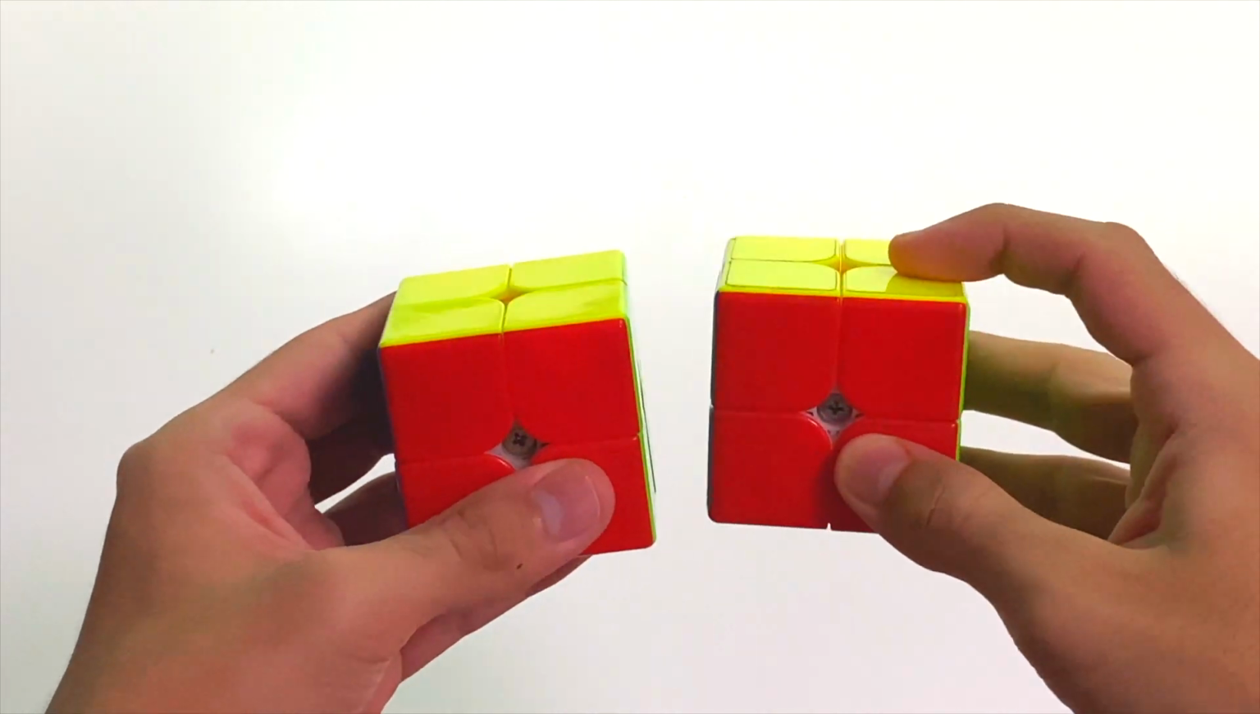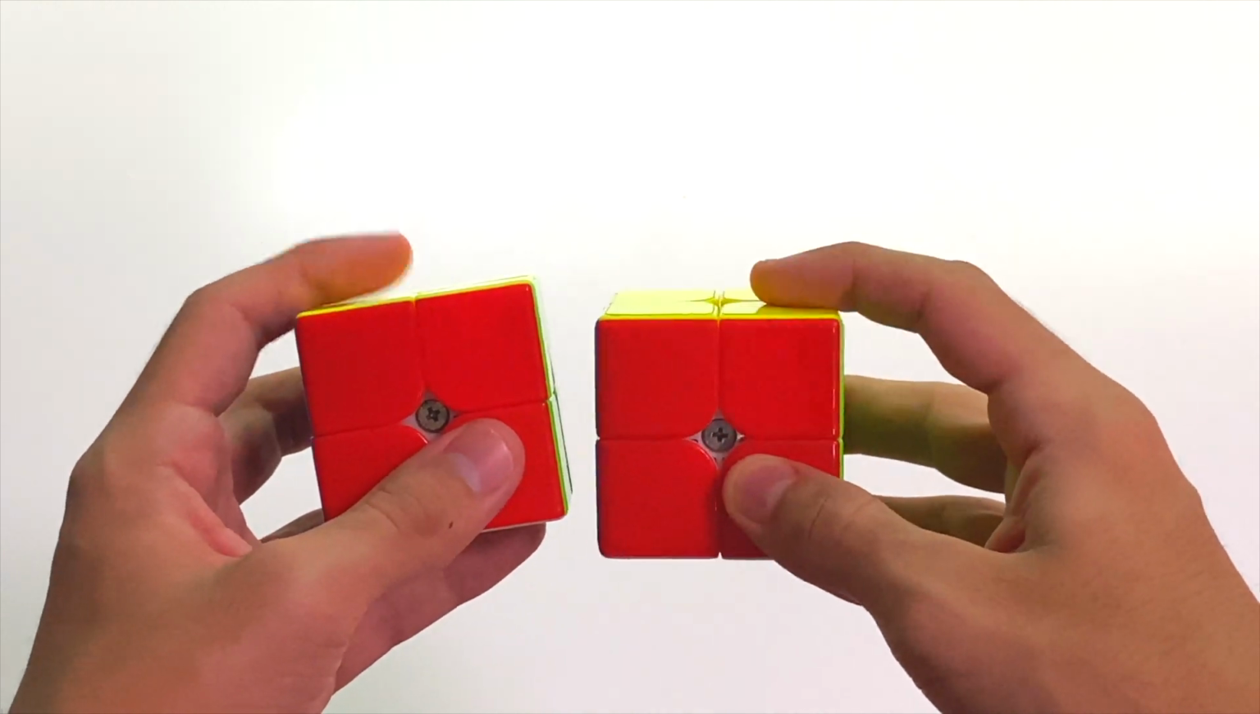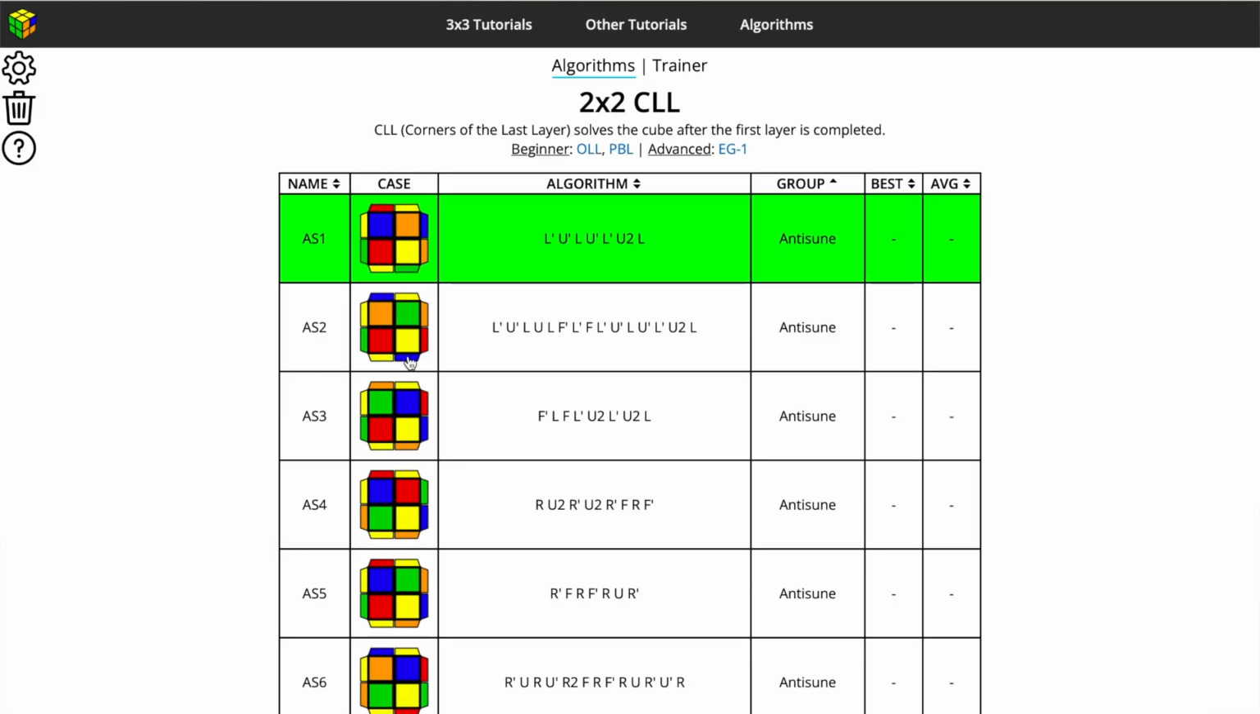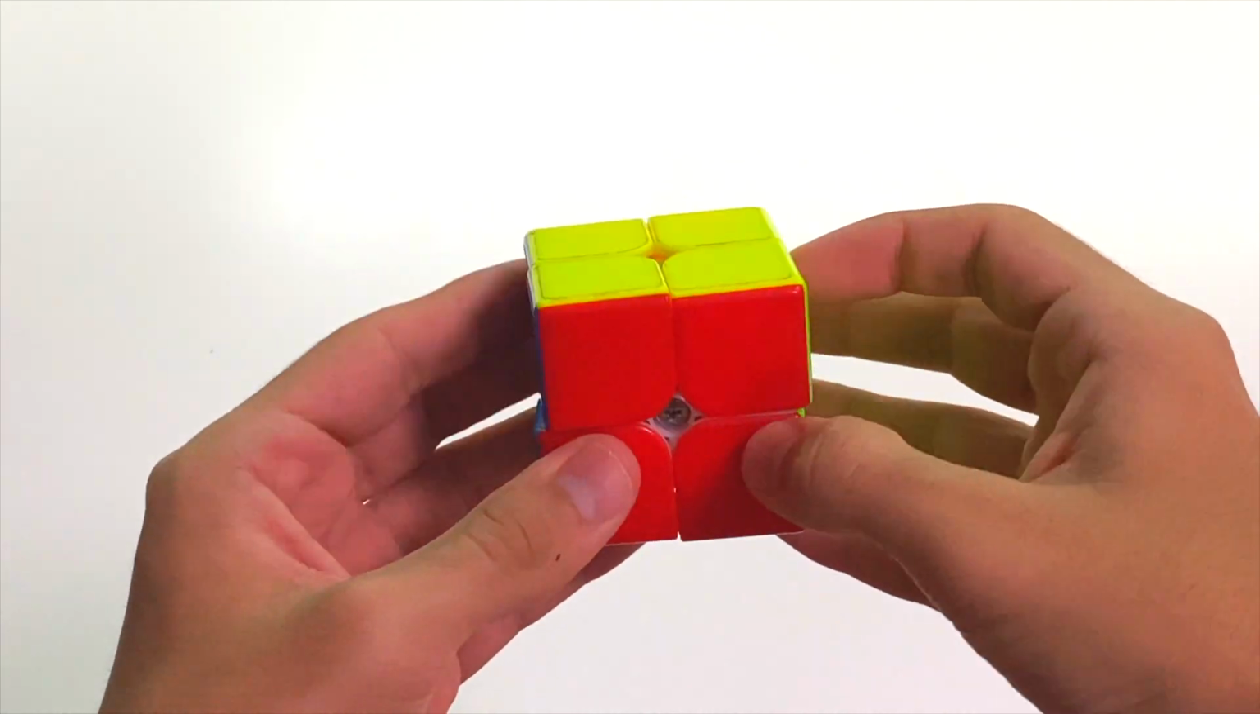Okay, I know this was a lot of information to take in, but the way I'd recommend practicing it is by going to jperm.net and using the algorithm trainer. Just tick off all of these cases and practice them. So that's pretty much it for this video on the CLL algorithms you already know.